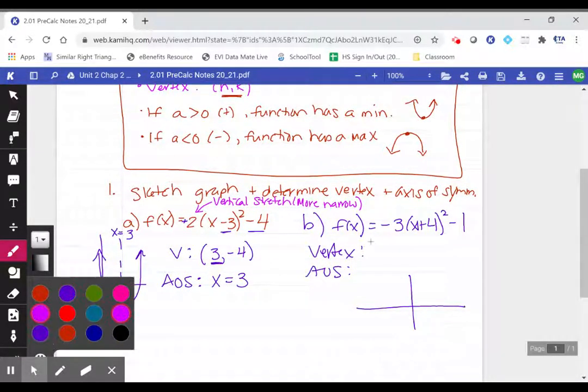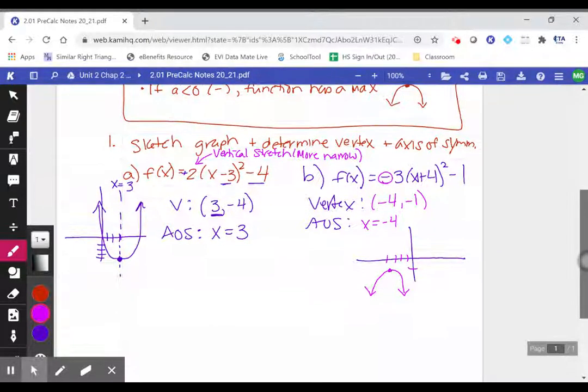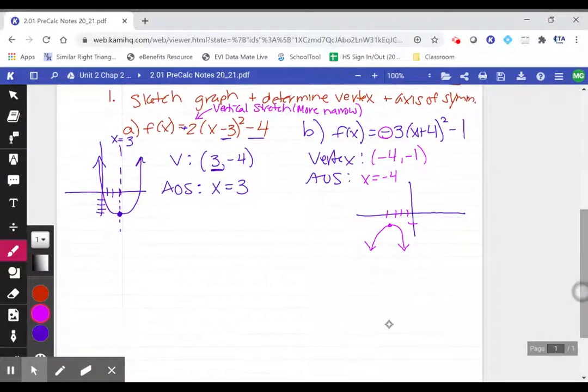All right, so you should have your vertex should have been -4, -1. Axis of symmetry would be x equals -4, left 4, down 1, and this one would open downwards because there's a negative in front of that lead number, and that tells you if it's negative that it's going to be a frowny face, so it's going to open down.